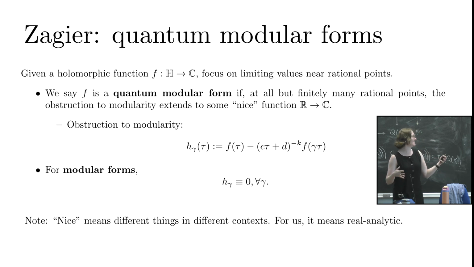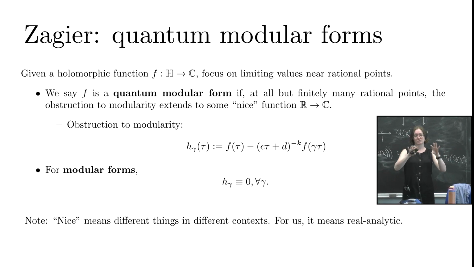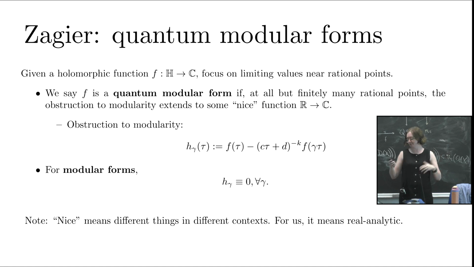Now, nice means different things in different contexts. This definition was built to encompass a lot of examples following a similar pattern but occurring in disparate fields of study. So in our case, nice is going to mean real analytic, but there are examples where nice can mean something else. So really, we can think of this as some function in the upper half plane, and we don't really care if it's modular or not. We don't super care what's going on there. We care what's happening in the limiting values towards roots of unity, and we want to have an obstruction to modularity that is reasonable.